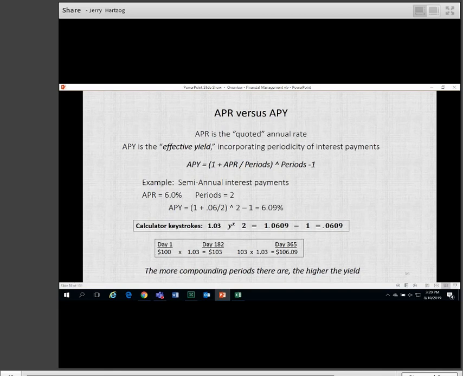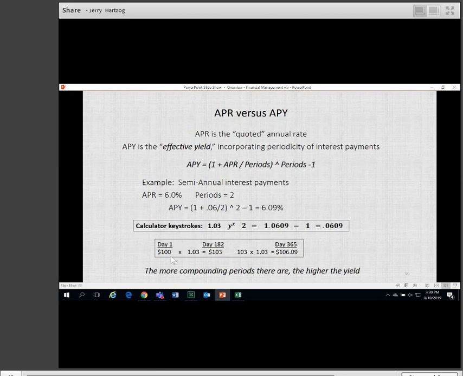Now, why do you come up with a higher number? Well, let's look at this. If you start off at day 1, you have $100, and at the end of the first semi-annual period, you're going to pay 3% interest. So the total amount is 1.03. Then for the second half of the year, we start off with a principal amount of 103, and again we multiply by 1 plus the interest rate, 1.03. We get 106.09.